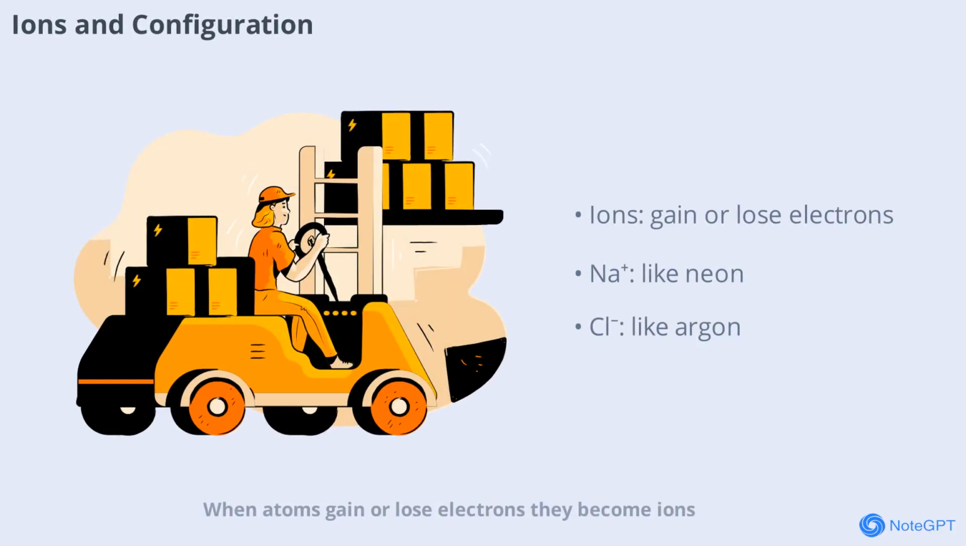When atoms gain or lose electrons, they become ions. The electronic configuration of ions differs from their neutral atoms. For example, sodium loses one electron to become Na+ with a configuration like neon. Chlorine gains an electron to become Cl-, also achieving a noble gas configuration.